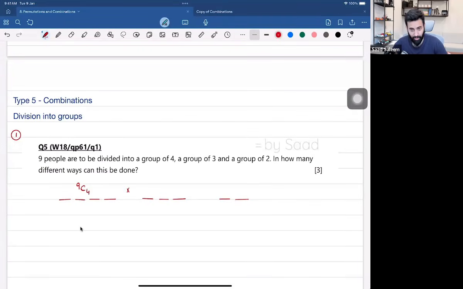Then we have to make a group of 3. Now notice that we had 9 options to choose from. 4 people have already been put into a group. That means now we're down to 5. And from these 5 people, we have to select 3. So that would be 5C3. Now you remove 3 from 5. That means now you're down to 2. And the remaining 2 people have to be put in a group of 2. And the way to do that is 2C2. So 9C4 into 5C3 into 2C2, whatever that is, that's the answer, which is equal to 1260.